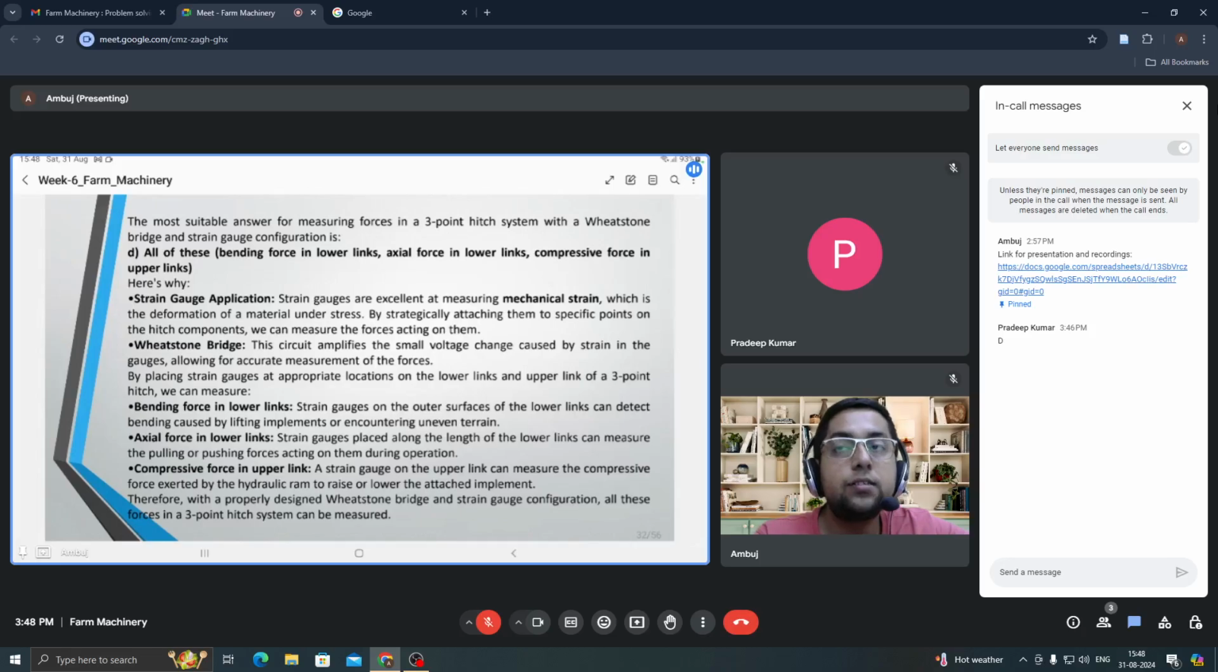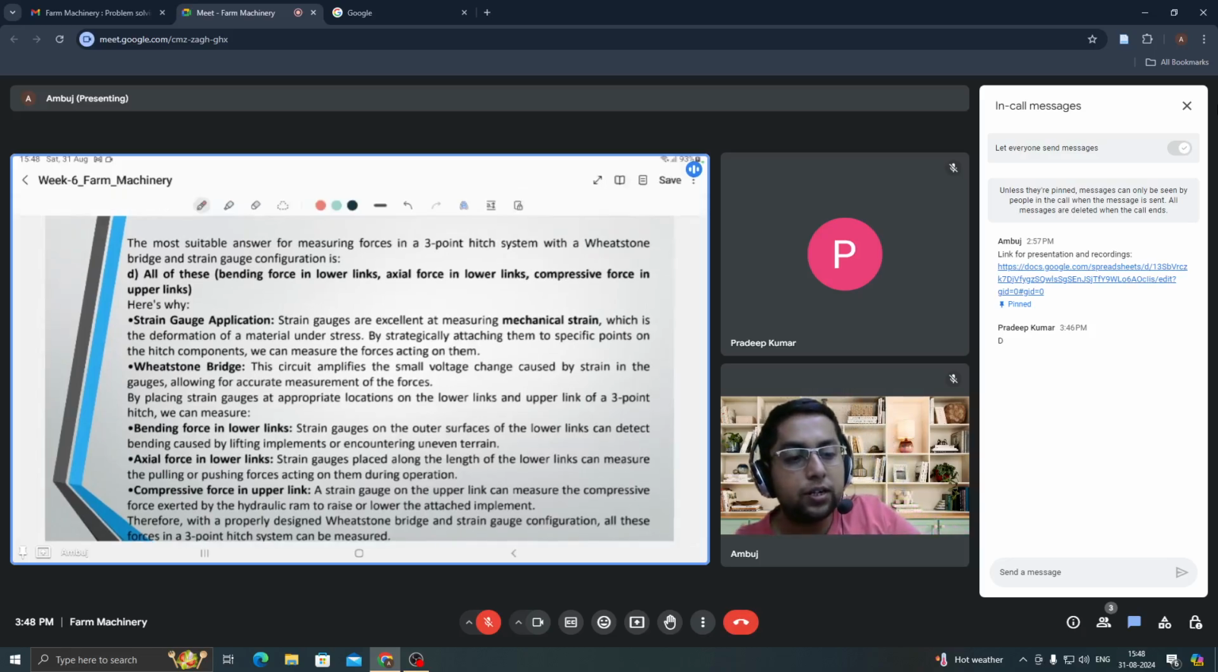And where you have to place these strain gauges: for measuring the bending force in the lower links, strain gauges on the outer surface of the lower links have to be attached. For measuring axial force in the lower links, the strain gauge has to be attached along the length of the lower link. This point is very, very important. For measuring the axial force, you attach the strain gauge configuration along the length, and for measuring the bending force, you attach along the outer surface of the lower link.